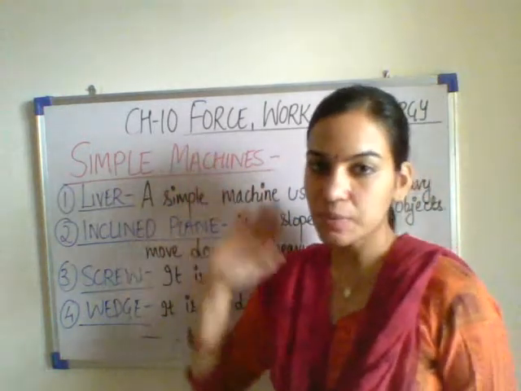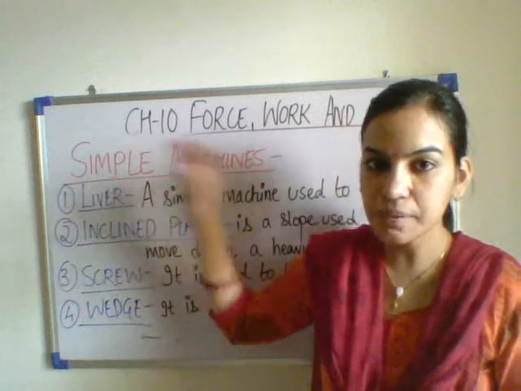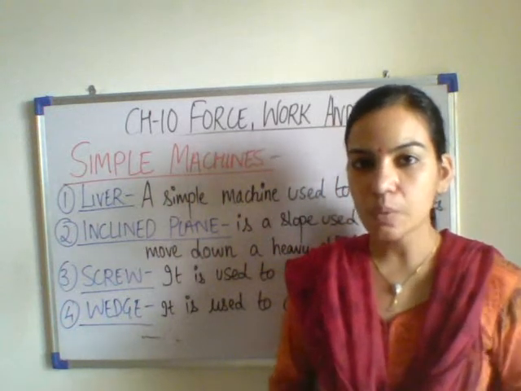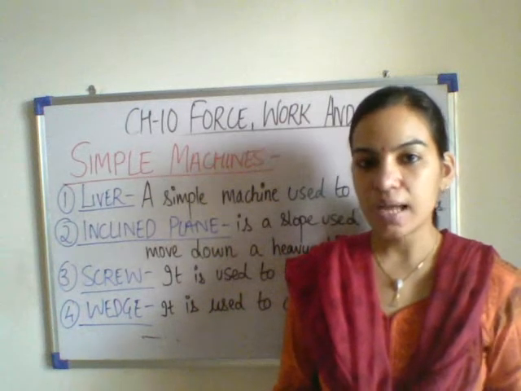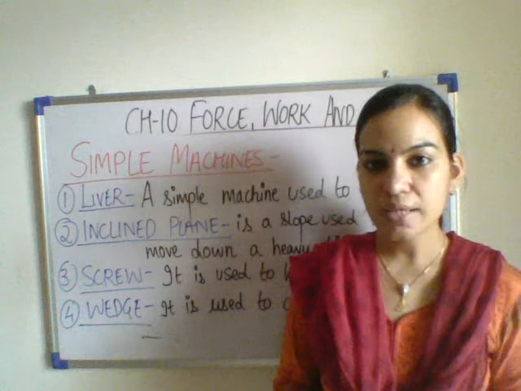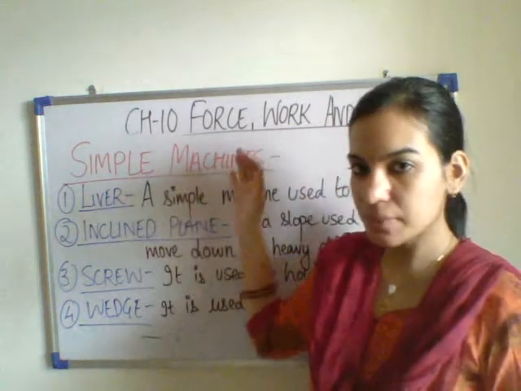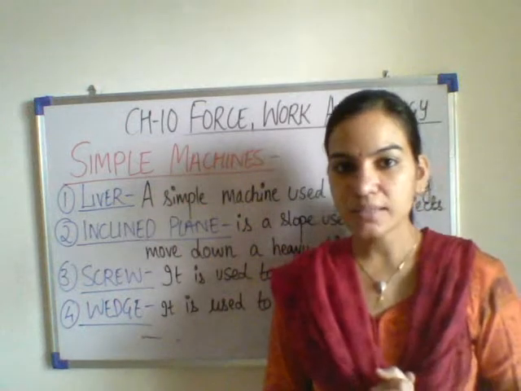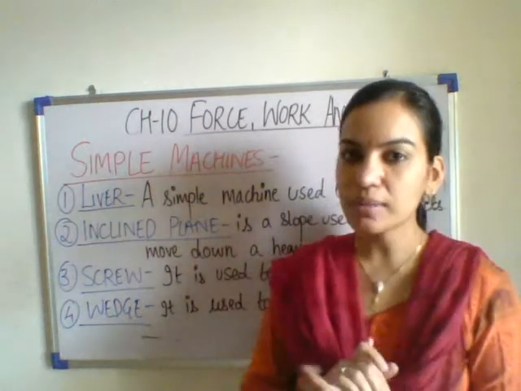Simple machines, from the name itself we can say that these machines are very simple. They are used in our day-to-day life to make our work easier. What are the examples of simple machines? Like lever, inclined plane, screw, wedge, pulley. These are all examples of simple machines. So we will be studying one by one so that it will be clear to you. First of all, let us study about lever.